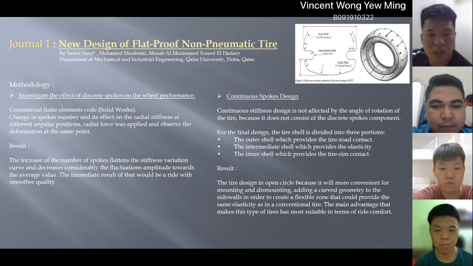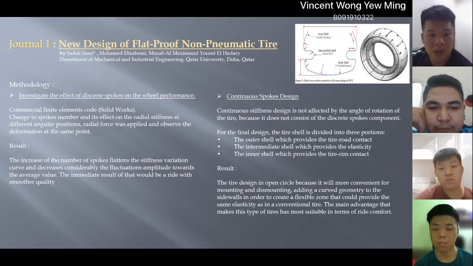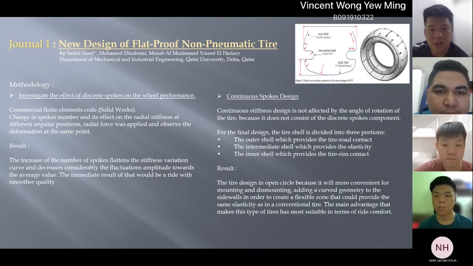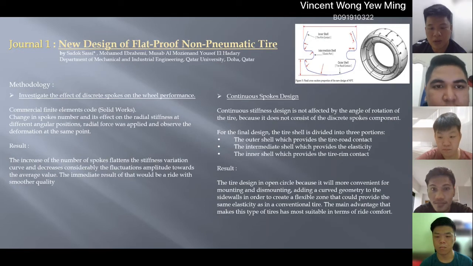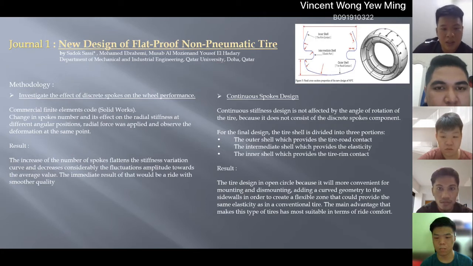The second methodology is continuous spoke design. The continuous stiffness design is not affected by angles of rotation of the tire because it does not consist of discrete spoke components. The tire is divided into 3 portions. The outer shell provides the tire road contact. The second is the intermediate shell, which provides the elasticity. The third is the inner shell, which provides the tire rim contact.